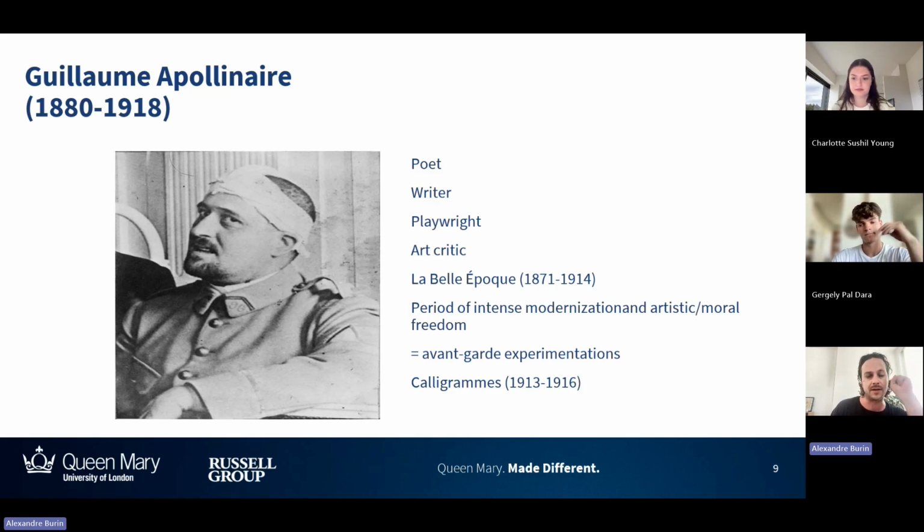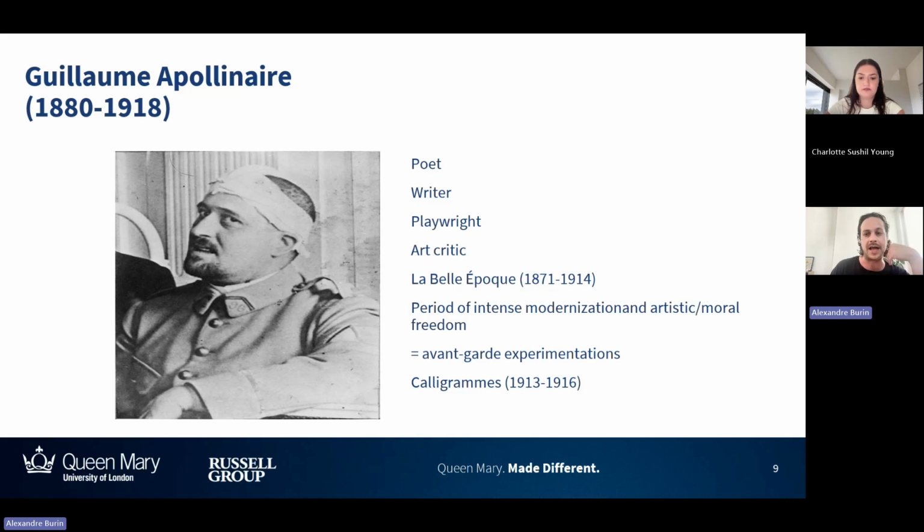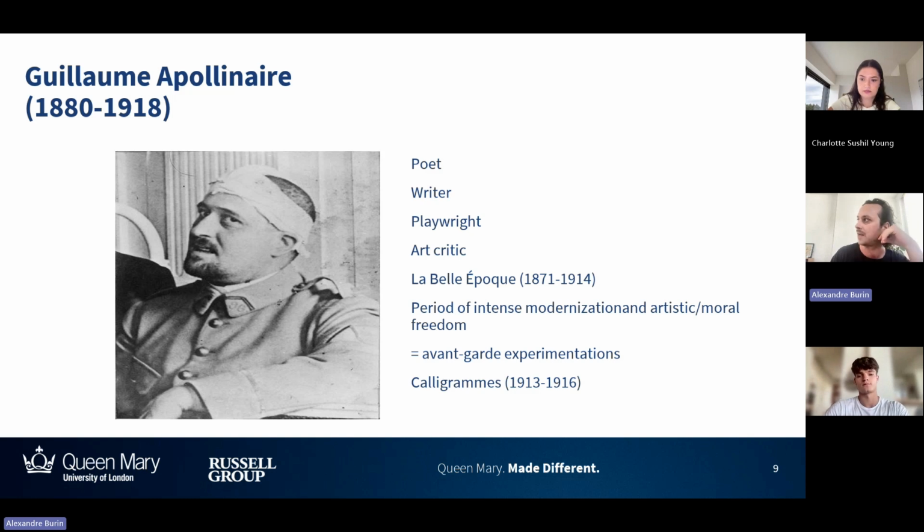This period is a period of intense modernization and artistic and also moral freedom, and that paves the way to loads of avant-garde experimentations. Maybe you're familiar with artistic groups such as Dada and the Surrealists, and Guillaume Apollinaire made room for all these groups to appear.